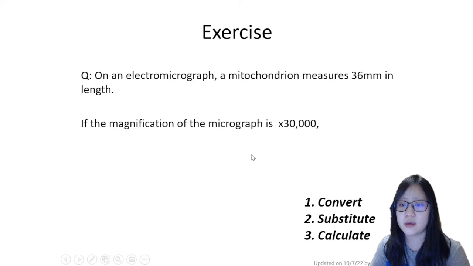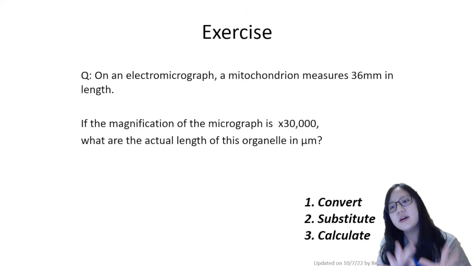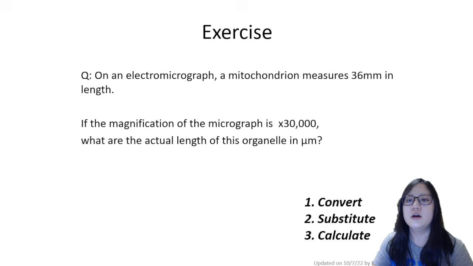Pause the video now and try it. Remember that your major formula is M equals I over A. Have you tried it? They want actual, which means you need to divide image by magnification. They want it in micrometers, but they gave you millimeters. So how much is it? Try it.